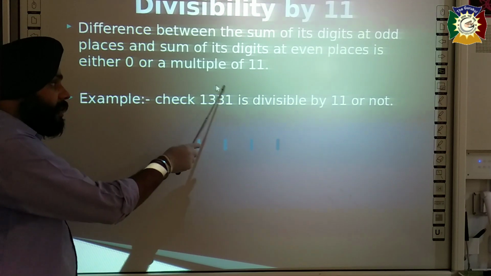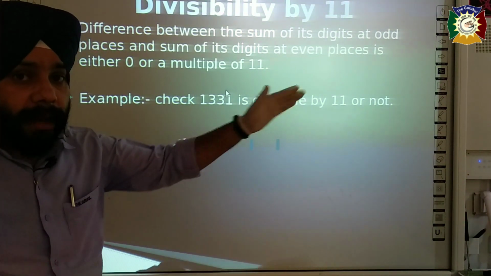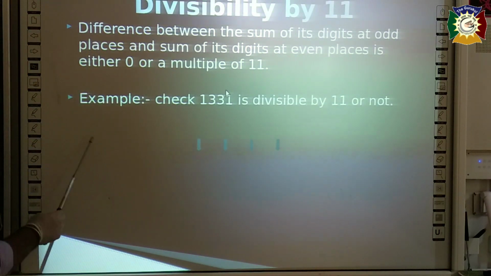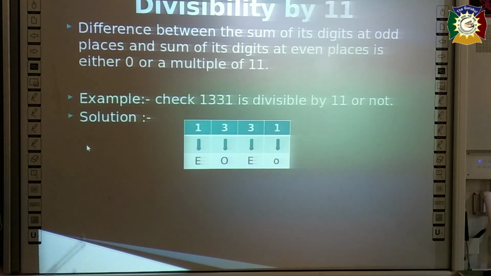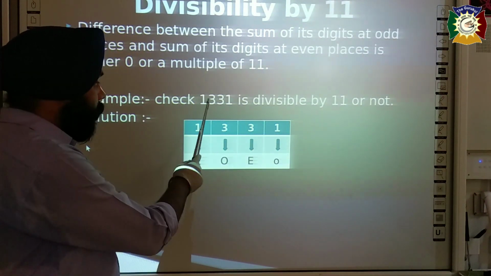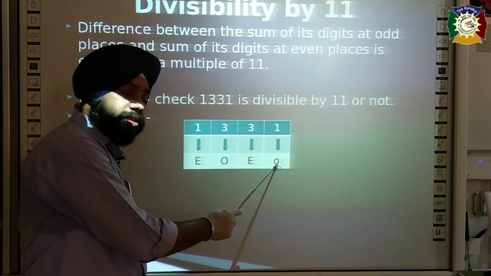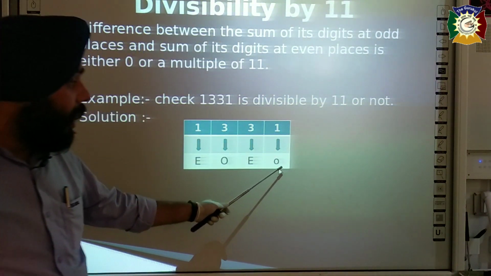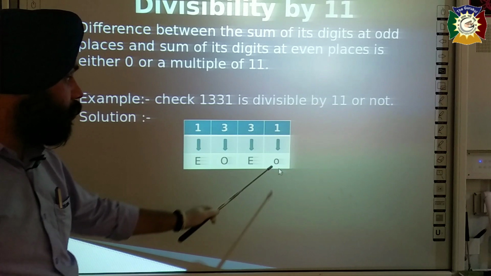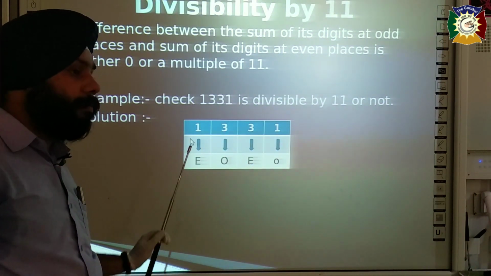Is this number, 1331, divisible by 11 or not? So what we can do here, solution: I write this in table form. The number 1331. The very first place I write here is the odd place, the next one is even, this one odd, this one even place value.